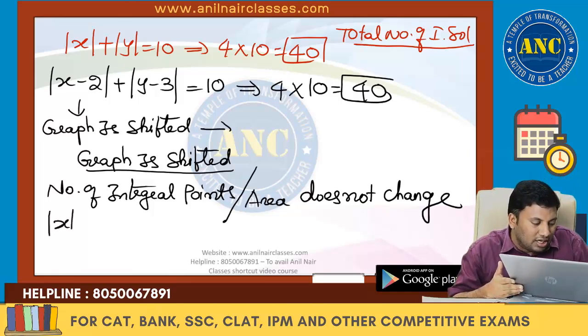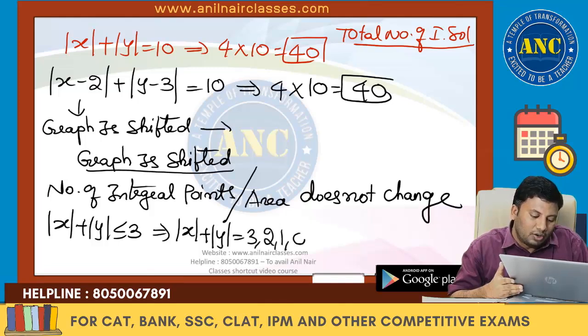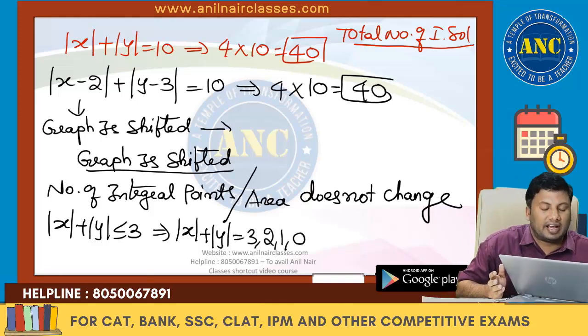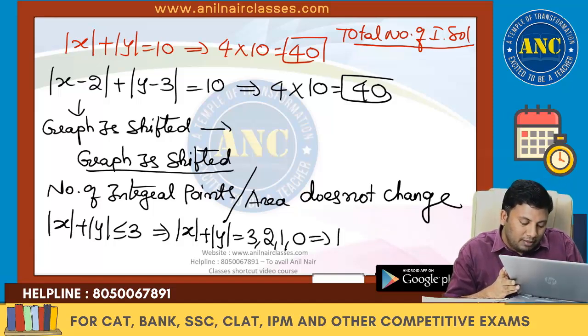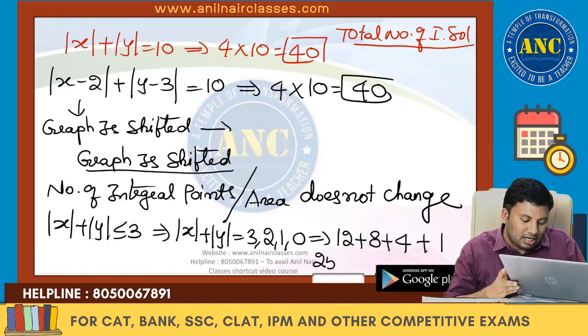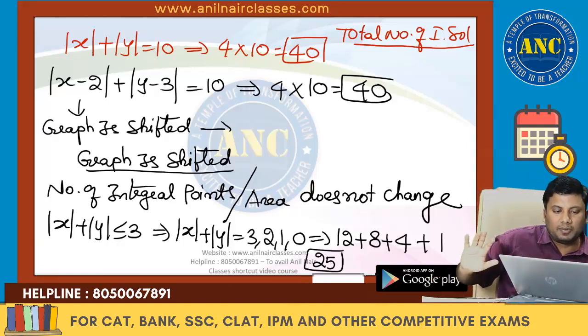Even if the question is mod x plus mod y less than or equivalent to 3, it is nothing but mod x plus mod y equivalent to 3, 2, 1, 0. It cannot take any negative value. Modulus always gives a positive value. 3 means 12, 2 means 8, 1 means 4, 0 means 1. Answer is nothing but 25.